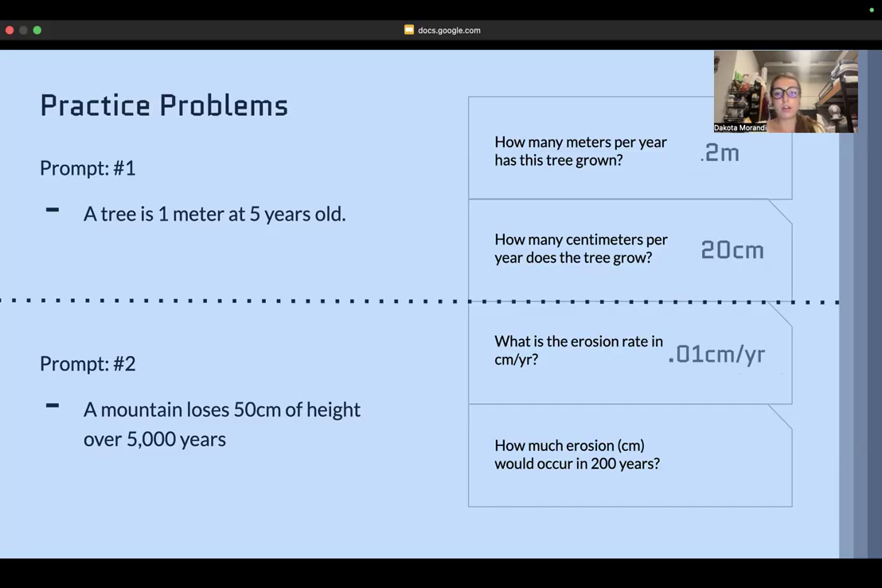For the second question here, how much erosion in centimeters would occur over 200 years? Again, this isn't a rate of change question, but maybe a practice problem that would follow along with this rate of change idea. So for this one, you would do 200 times 0.01, and then you would get 2 centimeters. So in 200 years, the mountain would erode 2 centimeters.